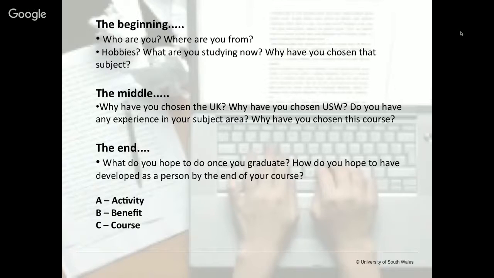For example, if you've told us in the beginning your hobbies, so for example, you're the captain of a football team, great, we want to know that you're a captain of a football team, but how has this benefited you and how does it relate to your course? By being captain of the football team, you've probably got some leadership skills, and how is this going to benefit you in your course? So always try and think back to ABC. We want to know about you, but we want to know how it's going to relate to your course.